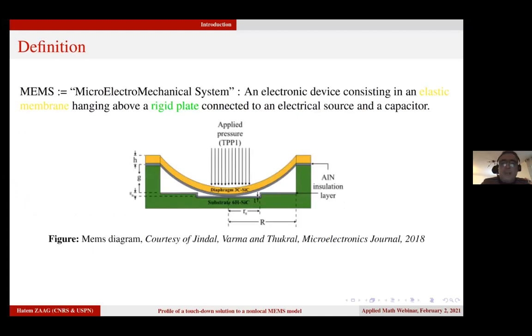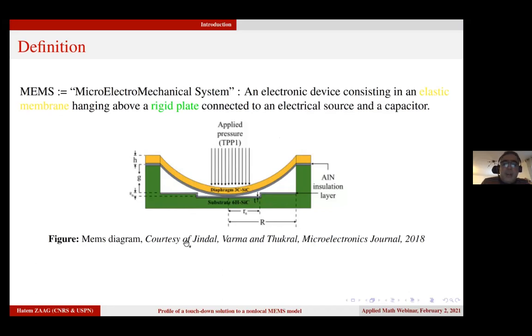Okay, so MEMS, as Nabil kindly explained 2 minutes ago, stands for micro electromechanical system. And this is in fact an electronic device which has two components. The green one here, which is a rigid plate, and above it we have an elastic membrane. So in fact, this membrane will move, on the contrary of the rigid plate, and both are connected to some source of electricity and a capacitor.